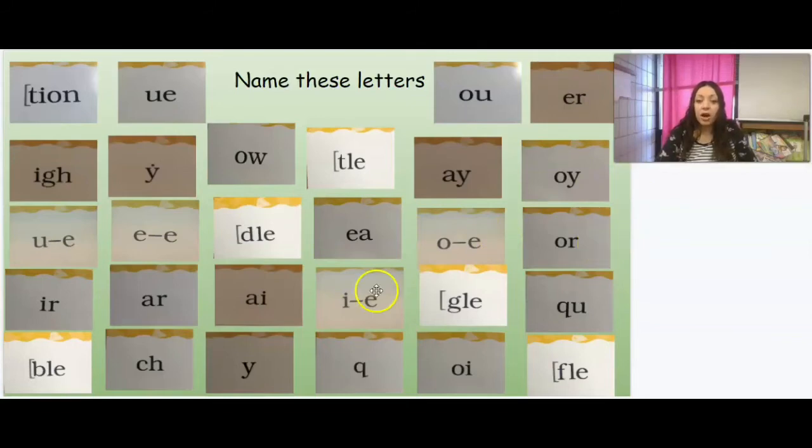combination OR, combination IR, combination AR. Digraph AI, I consonant E. Final syllable GLE. Combination QU. Final syllable BLE. And I have digraph CH, Y, Q, diphthong OI, and then final syllable FLE.